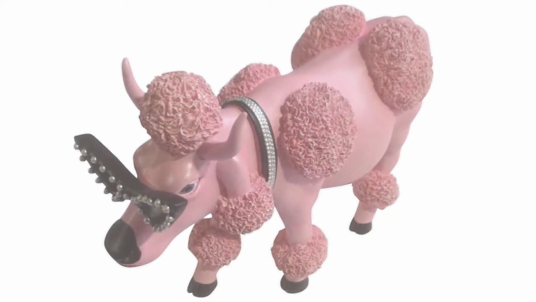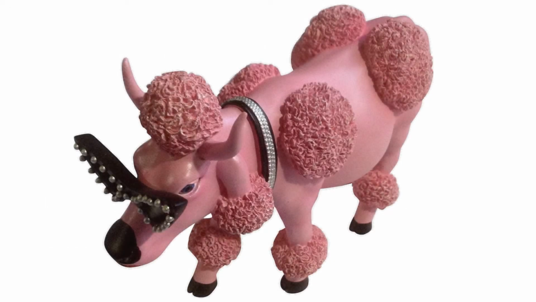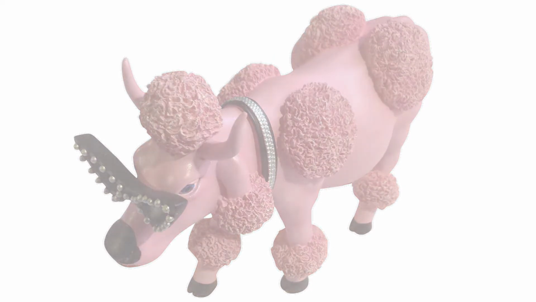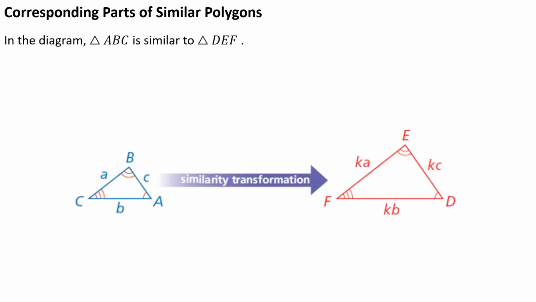There's a better view of that cow disguised as a pink poodle dog. Okay, corresponding parts of similar polygons. So in that diagram, those are similar triangles. That's how we write it. Triangle ABC is similar to triangle DEF.